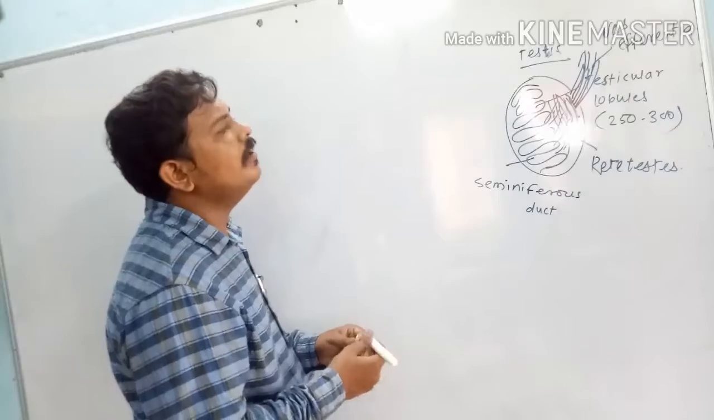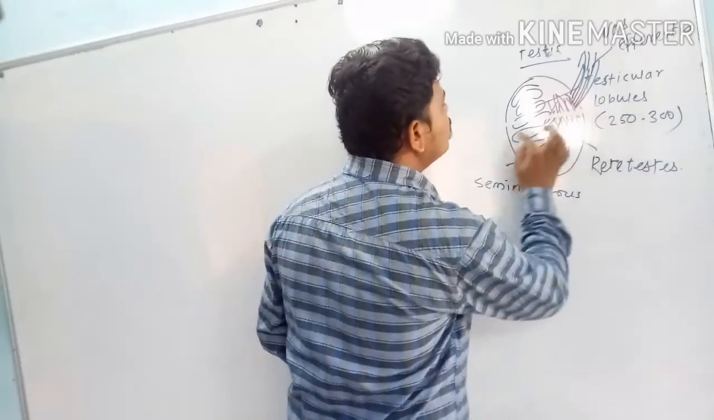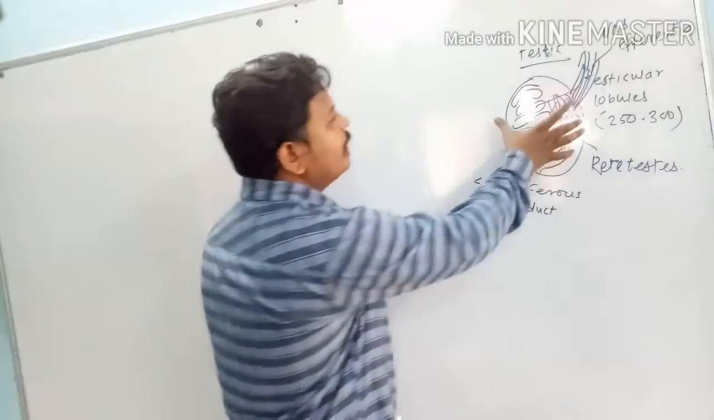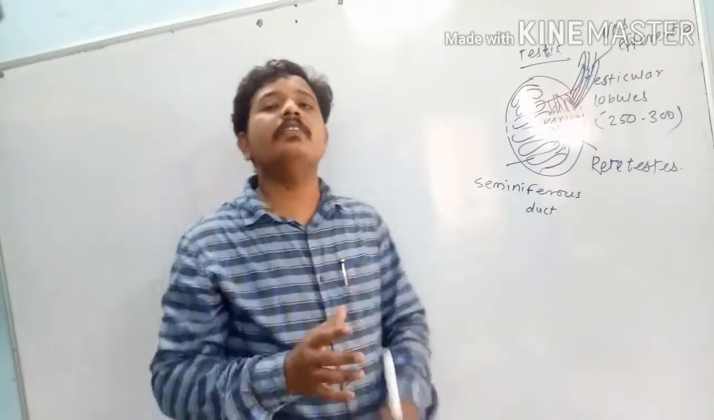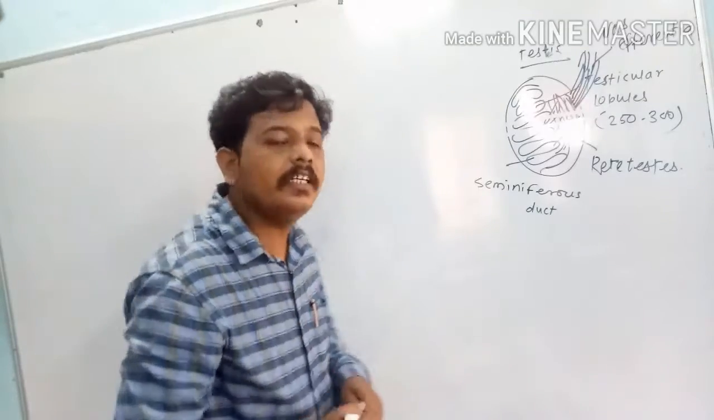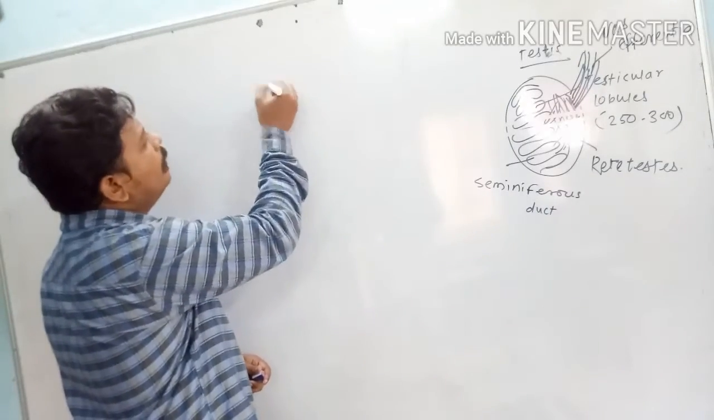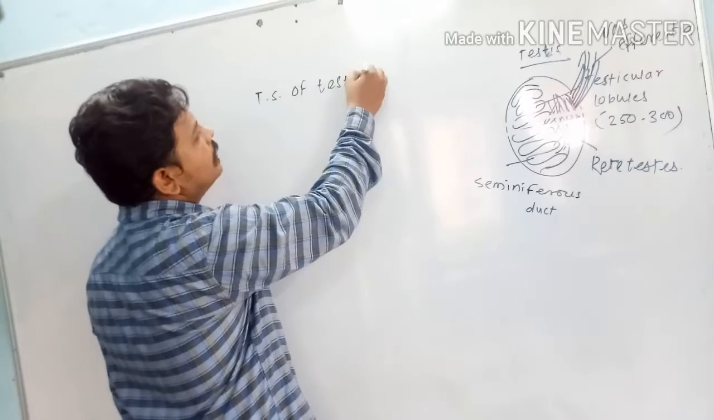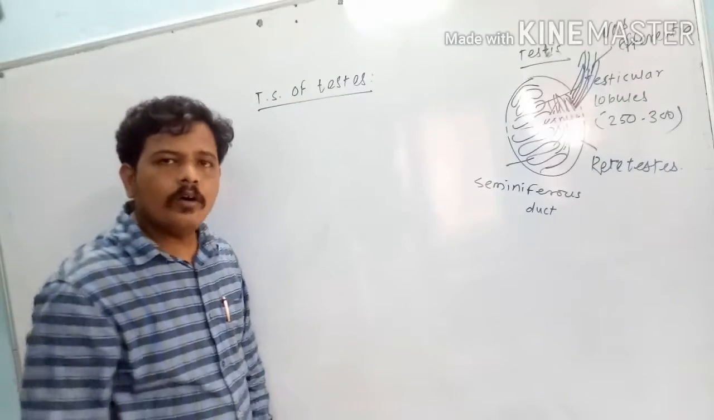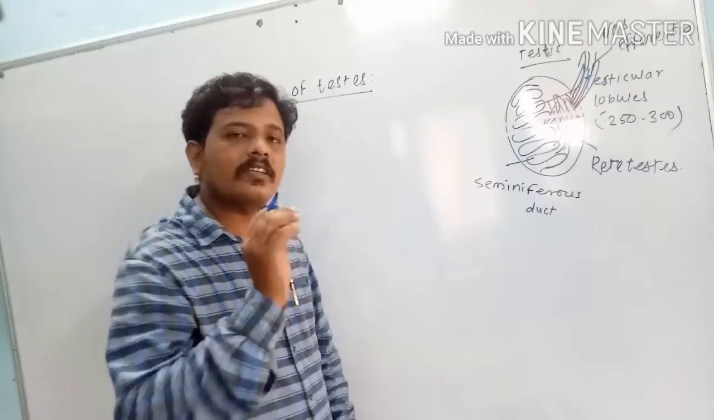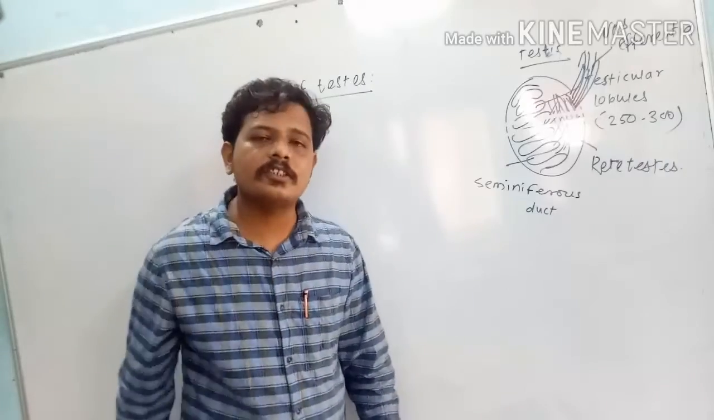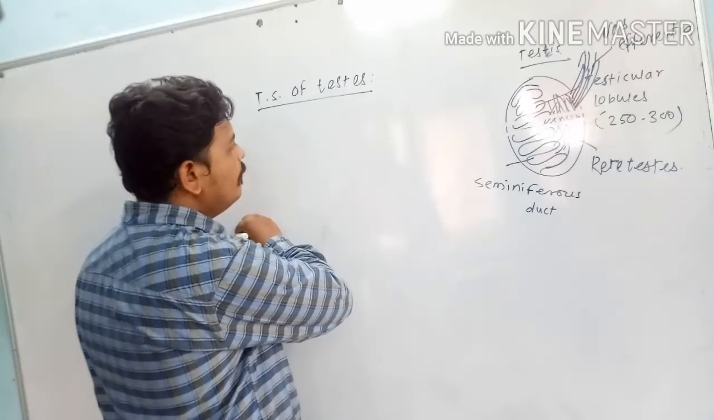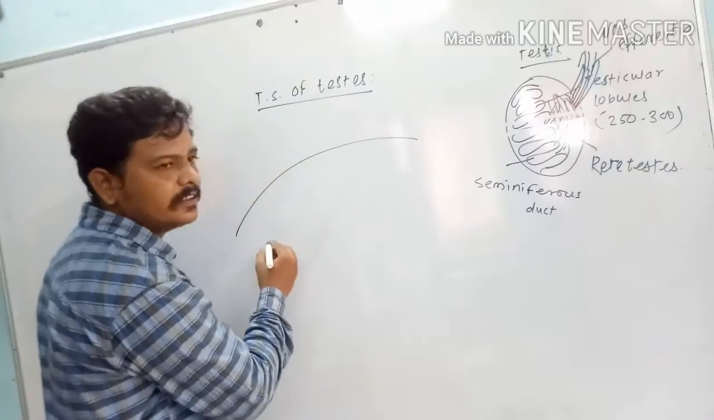Okay. Now, if we take the cross-sectional view of the testis, if you cut the testis transversely, this view is called the transverse section of testis, means TS of testis. So how will the TS of testis look? A transverse section of testis can be seen somewhat like this.